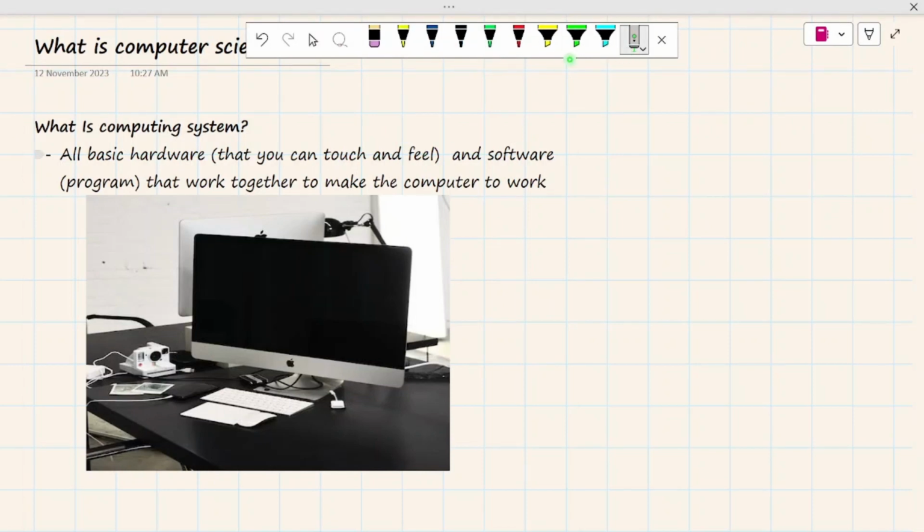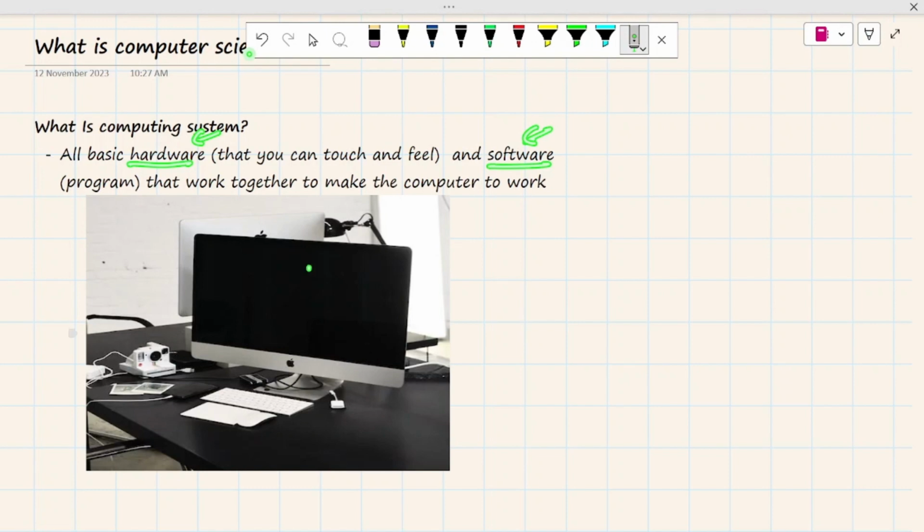Today I am going to explain to you what exactly is the meaning of computer science. Now to understand computer science, we need to know what exactly a computing system is. In other words, we can say a computing system is a computer. A computer is a combination of both hardware and software.